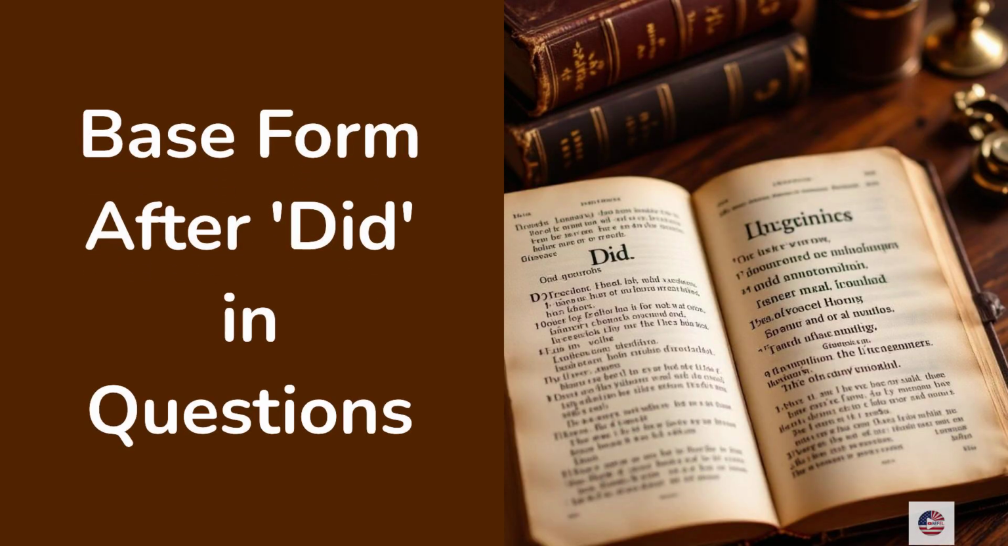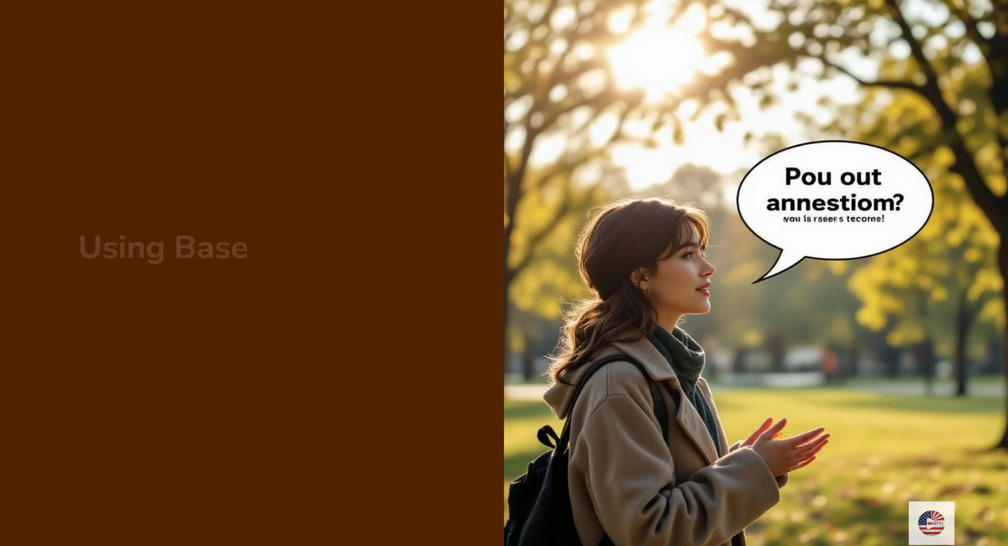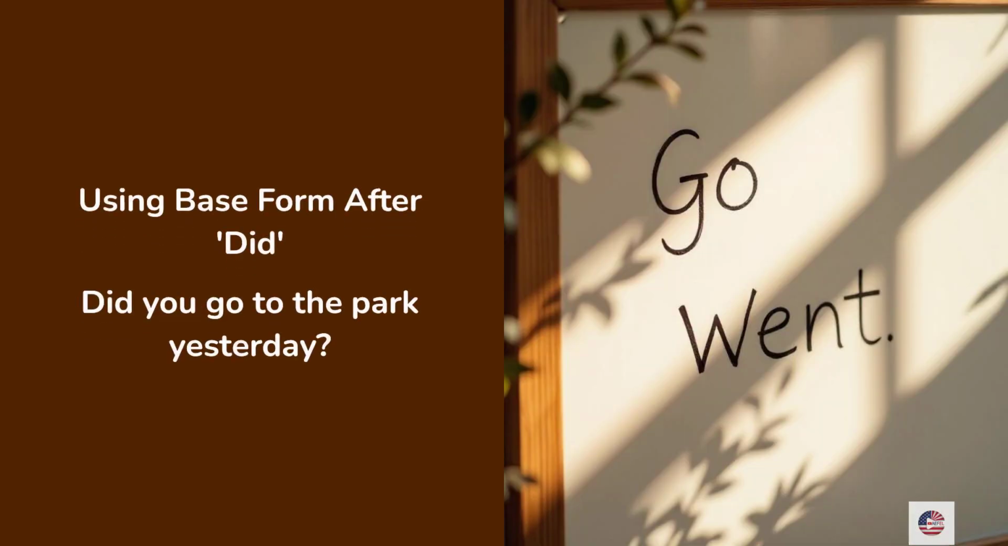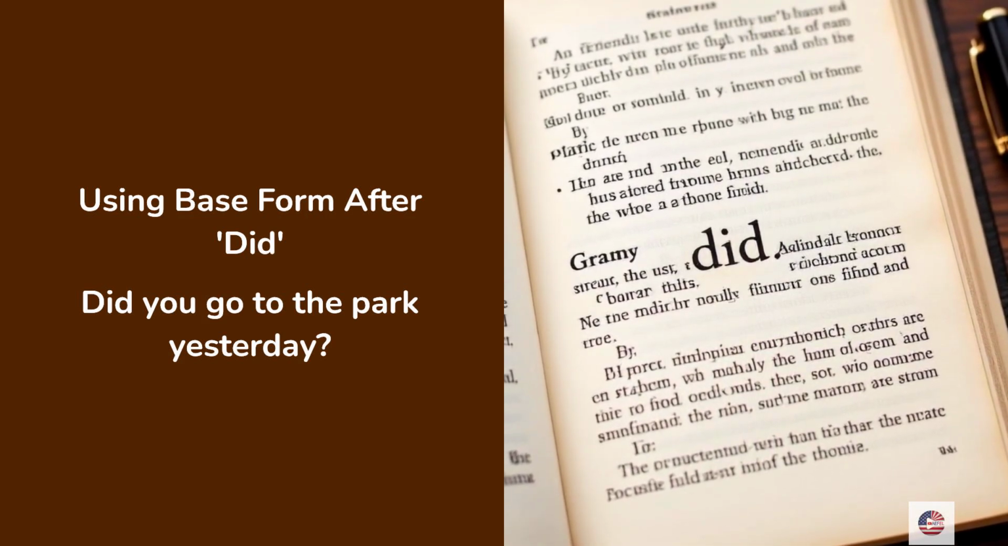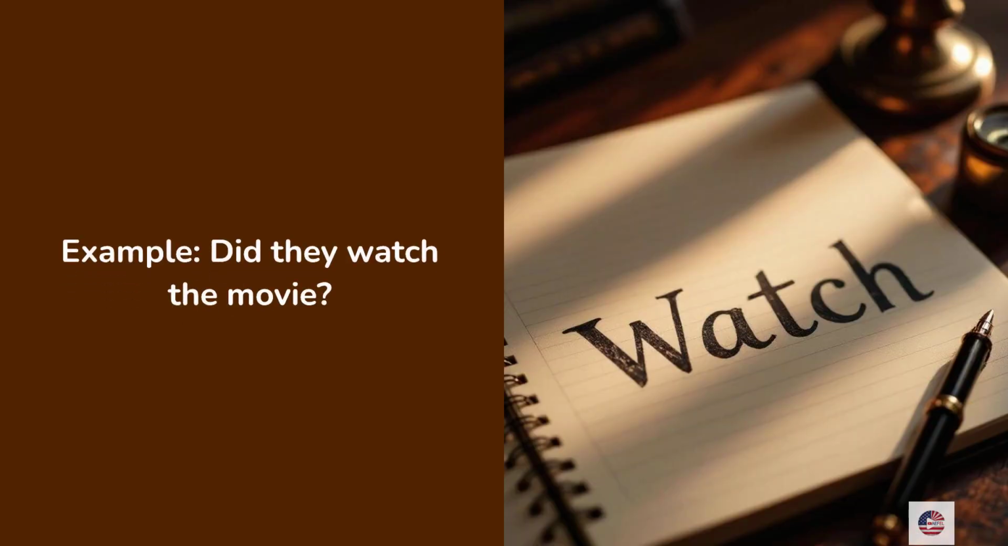Here's a crucial rule to keep in mind. When you use did in a question, the main verb that follows it must always be in its base form. It does not change to the past tense. For instance, you would ask, "Did you go to the park yesterday?" Notice that go is the base form, not went. The did already tells us it's past tense. Similarly, you would say, "Did they watch the movie?" Again, watch is in its base form, even though the action happened in the past.